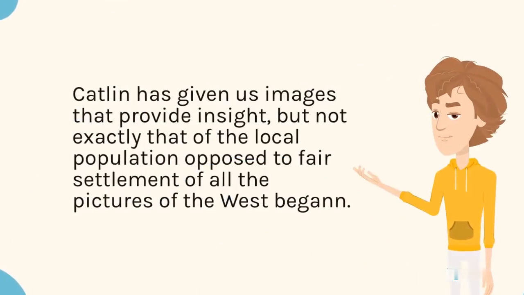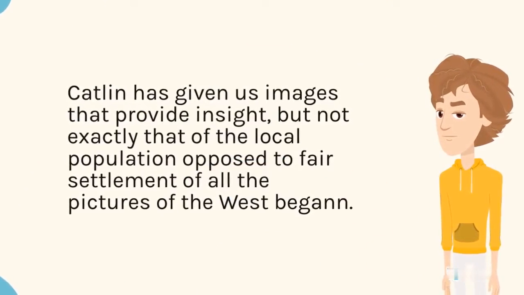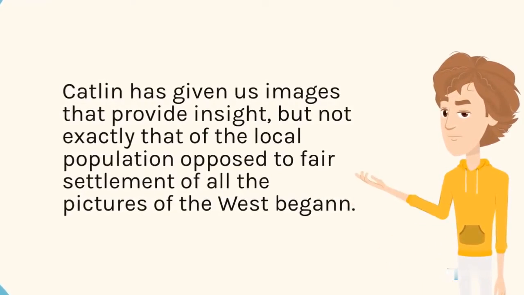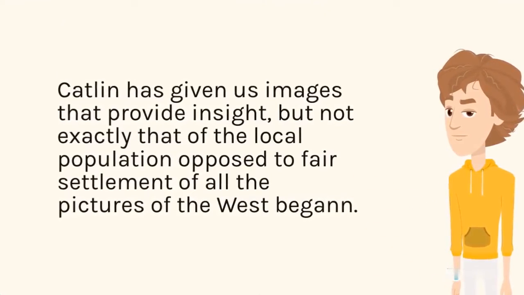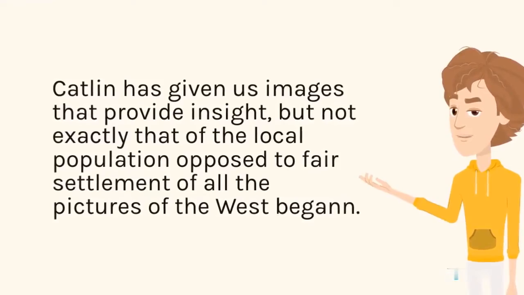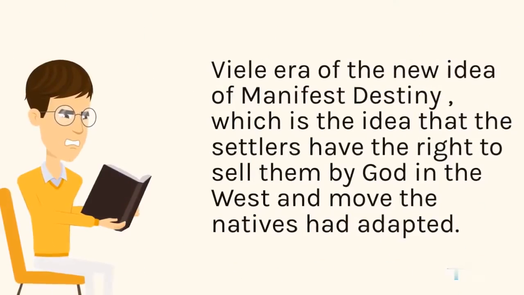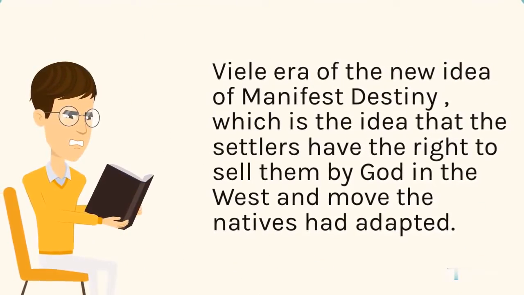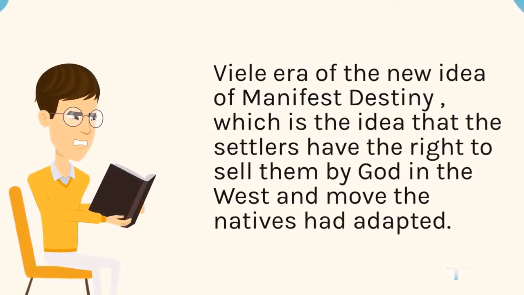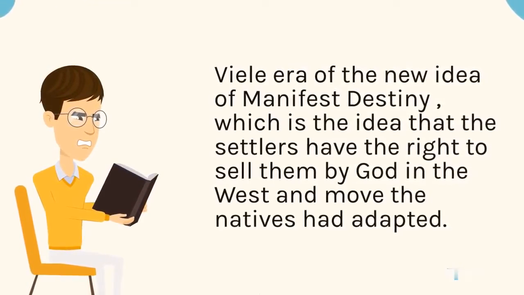Catlin has given us images that provide insight, but not exactly that of the local population opposed to settlement. Of all the pictures of the West, a new era began with the new idea of manifest destiny, which is the idea that the settlers had the right, given by God, to settle the West and move the natives.